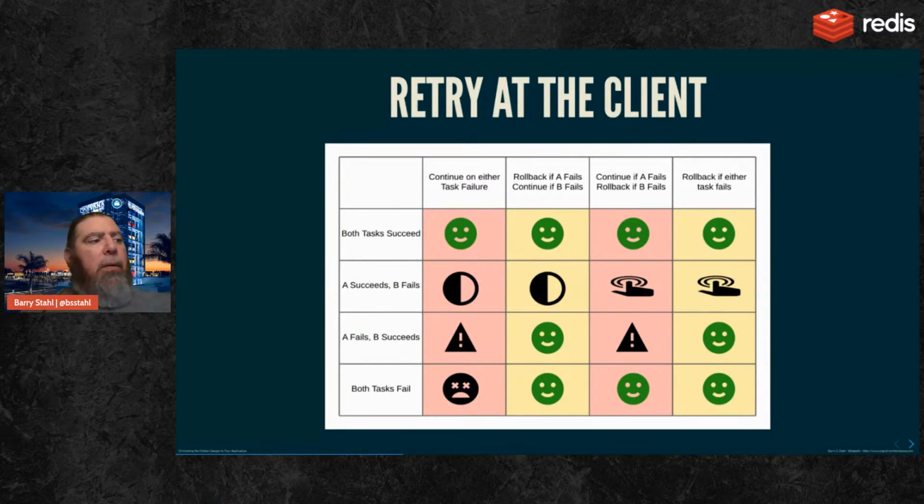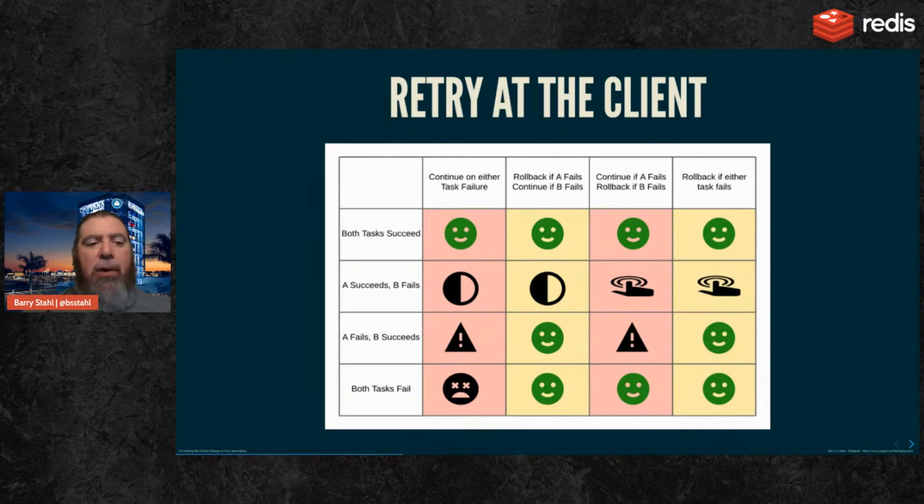The one that's rollback if A fails and continue if B fails, that's kind of a logging scenario. What that says is, if the important task, sending the email or writing to a database, is the one we care about, and if that works, we're okay. But if not, we're just going to ignore the second part.